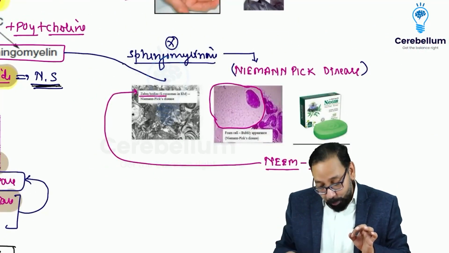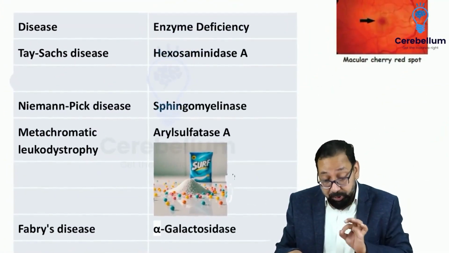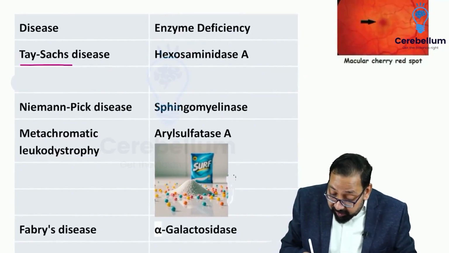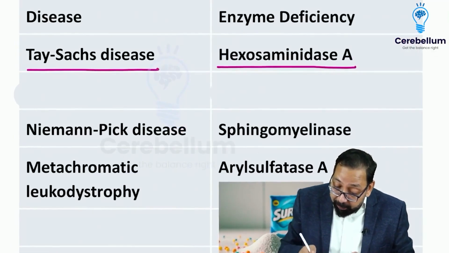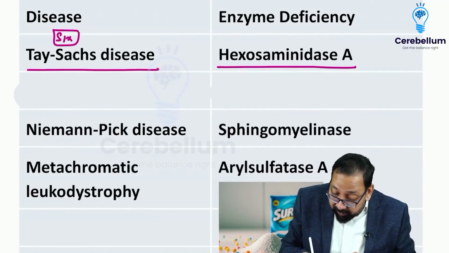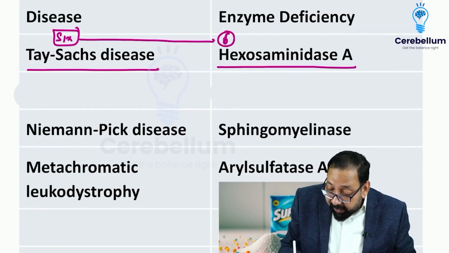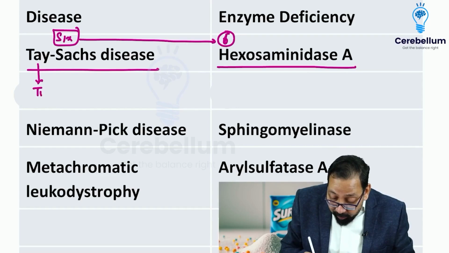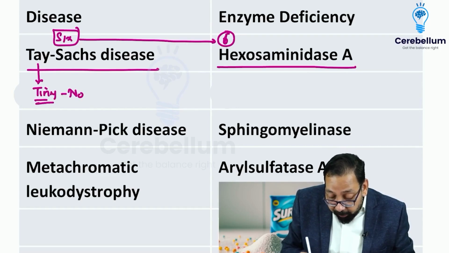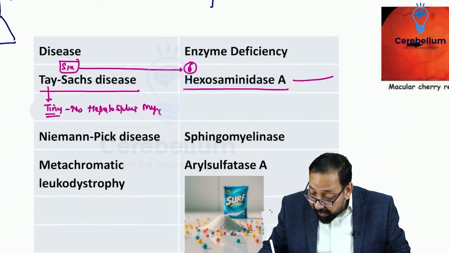Mnemonic is neem soap. Now we come to other lysosomal storage diseases, sphingolipidosis. Next is Tay-Sachs disease. In this, hexosaminidase A is deficient. You can easily remember by the mnemonic Sachs 6. Hexose means 6. So hexosaminidase A is deficient. We found that in Tay-Sachs disease there is tiny organ. Tiny organ means no hepatosplenomegaly. And in Tay-Sachs disease there is a cherry red spot.